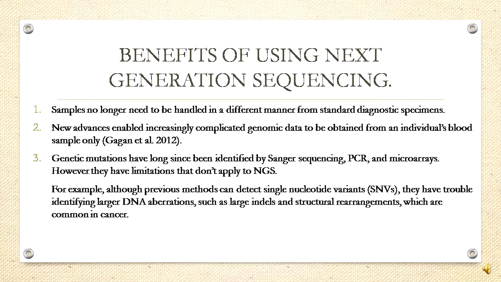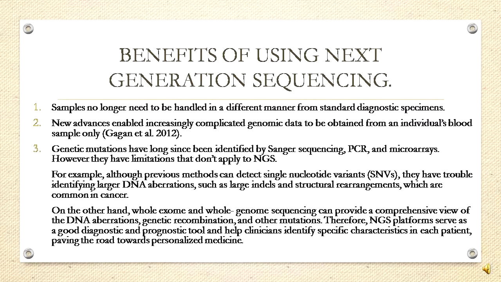For example, although previous methods can detect single nucleotide variants, they have trouble identifying larger DNA aberrations, such as large indels and structural rearrangements, which are common in cancer. On the other hand, whole exome and whole genome sequencing can provide a comprehensive view of the DNA aberrations, genetic recombinations, and other mutations. Therefore, NGS platforms serve as a good diagnostic and prognostic tool and help clinicians identify specific characteristics in each patient, paving the road towards personalized medicine.